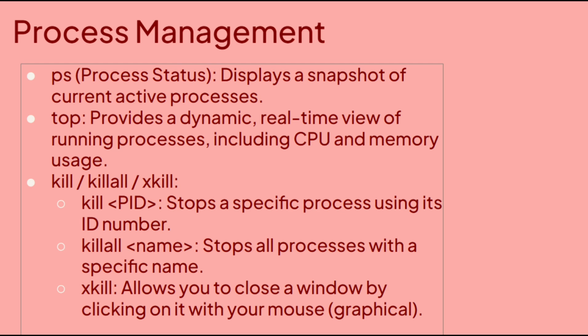The first command that I referenced is process status. This displays a snapshot of current active processes. We also have top, which provides a dynamic real-time view of running processes. This includes CPU and also memory usage as well. And then we have kill, killall, and xkill, which are able to stop a specific process using its ID number, stop a process with a specific name, and allow users to close out a window by clicking on it with your mouse, which is graphical.